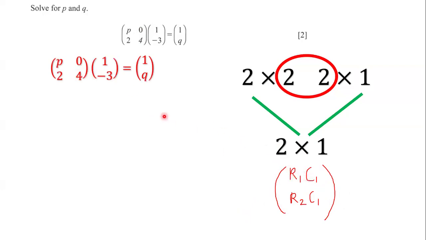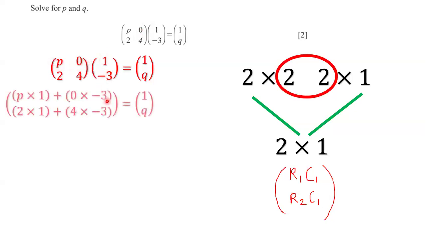It says row 1, column 1. So for row 1, column 1, we have P times 1, then 0 times -3. Next, we have row 2, column 1. So we have 2 times 1 and 4 times -3.